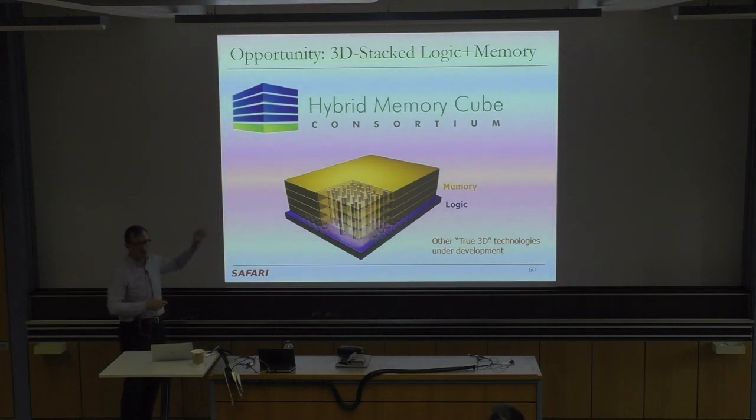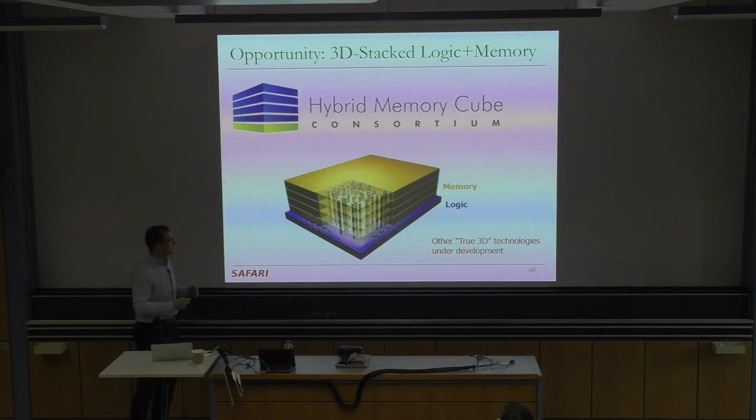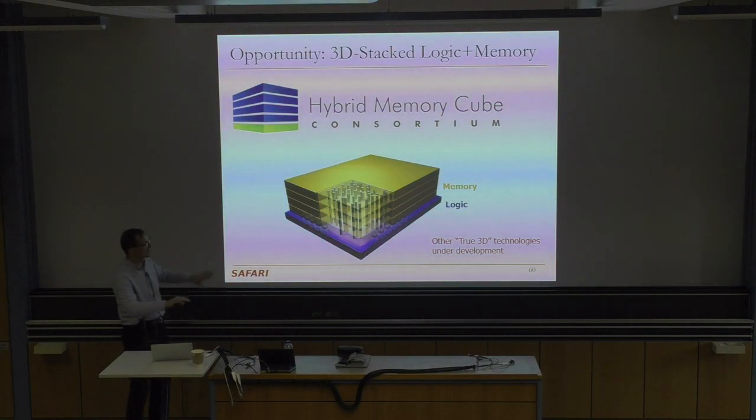These through silicon vias, TSVs, as they're called, are actually relatively large, meaning that they occupy a lot of area. So they're not as simple as some wire that you have in a single layer. In a single layer, you can have wires, right? And those are relatively small. But these through silicon vias still need to be relatively large to be robust.